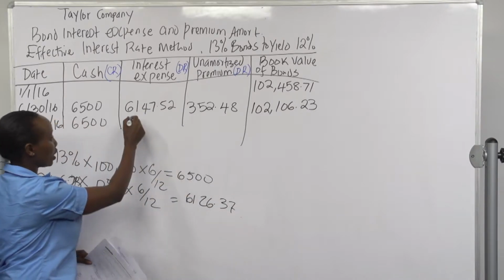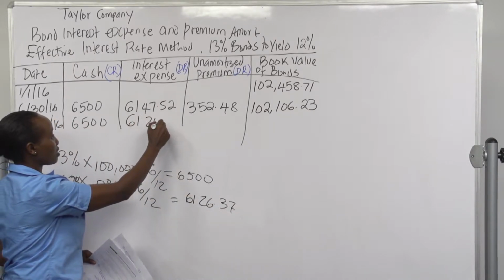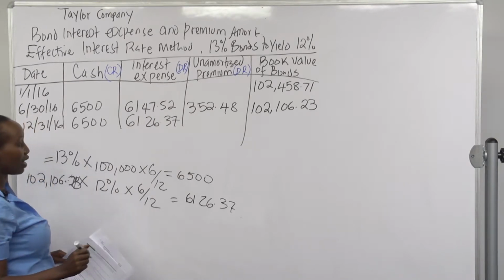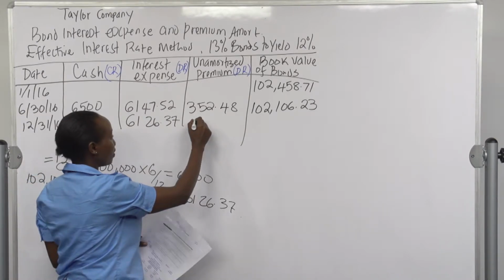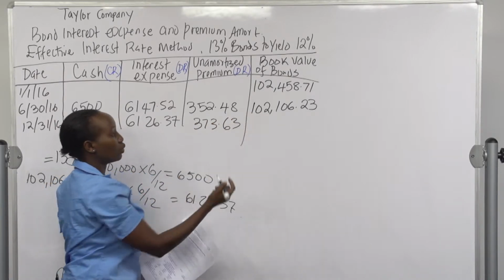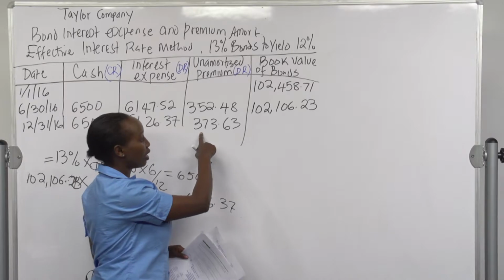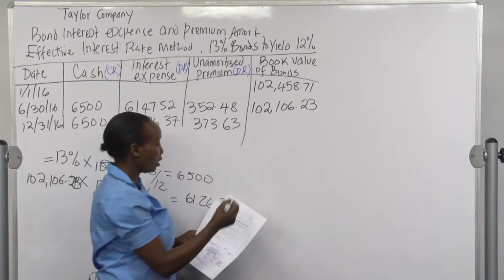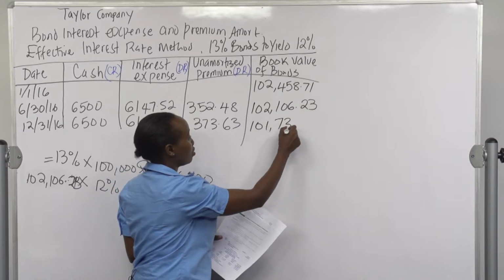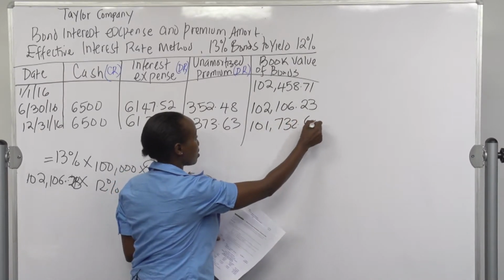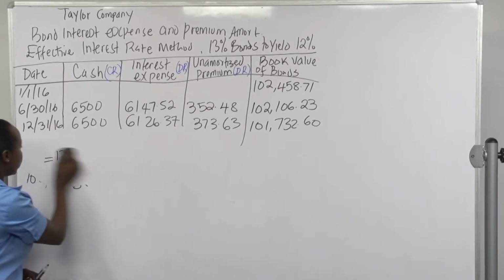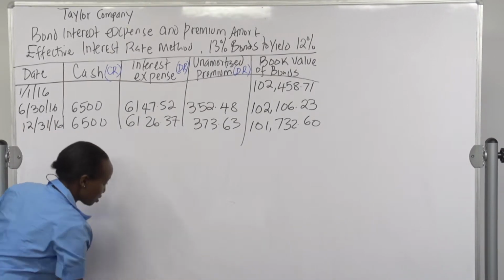The result of that computation is 6,126.37, so that goes here. We subtract it from 6,500 and have $373.63. We take the 102,106.23, subtract that from it, and now we're down to 101,732.60. That completed, now we can do our journal entries for this question.